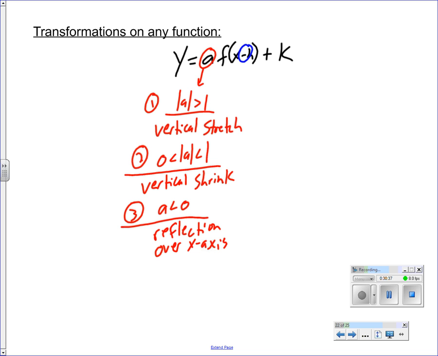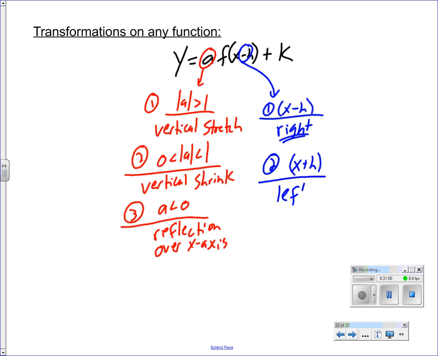Two things H can do. If we see in the argument of the function, we have x minus h, it's going to move the function to the right. And if we see in the function, we have x plus h, that's going to move the function to the left.